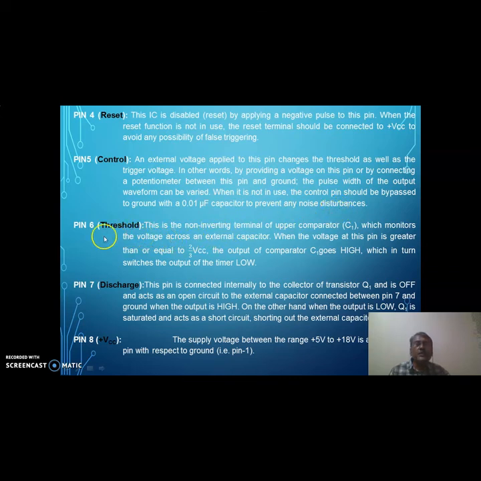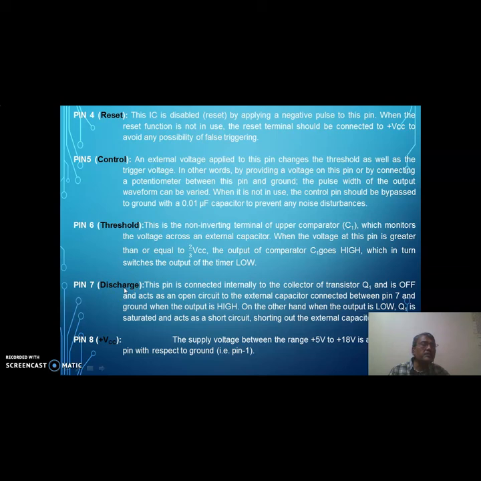Then pin number 6 is called the threshold pin. This is the non-inverting terminal of the upper comparator C1, which monitors the voltage across an external capacitor connected externally to get the particular timing waveform. When the voltage at this pin is greater than or equal to 2/3 VCC, the output of comparator C1 goes high, which will reset the timer, and the output will become low. Otherwise, it is high.